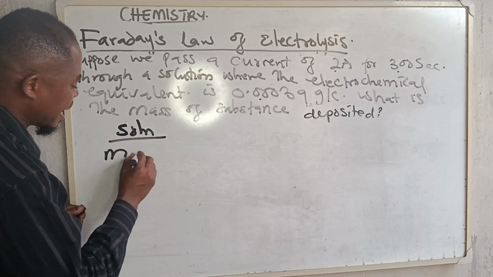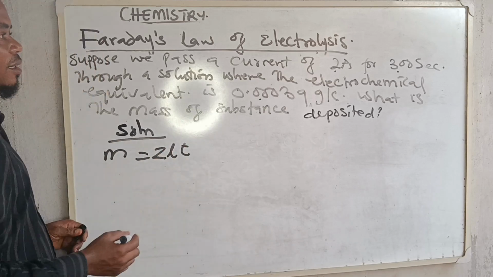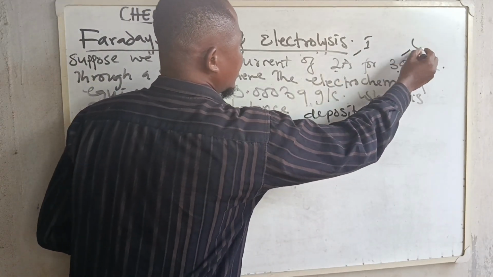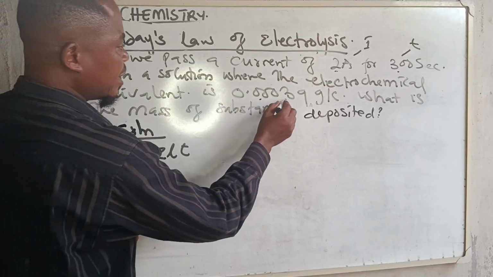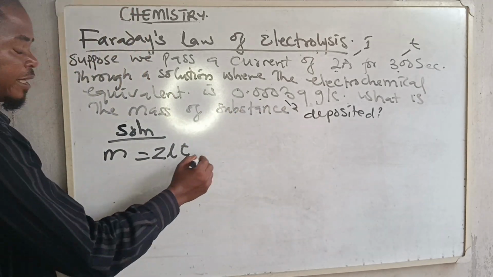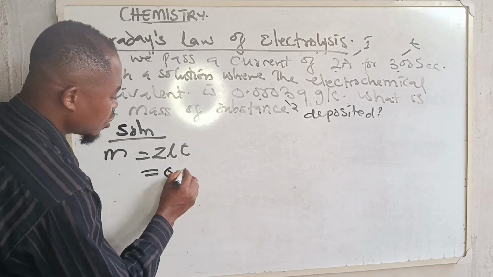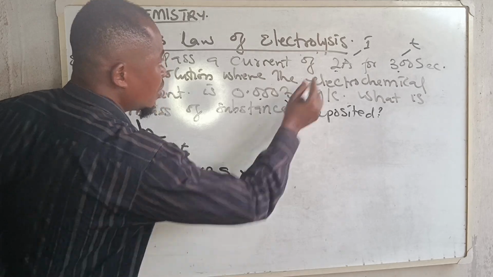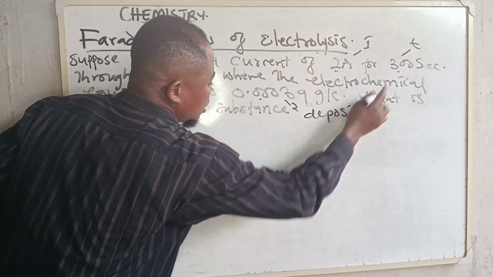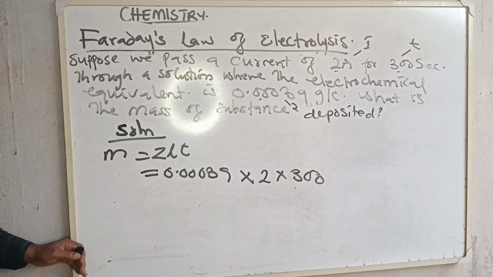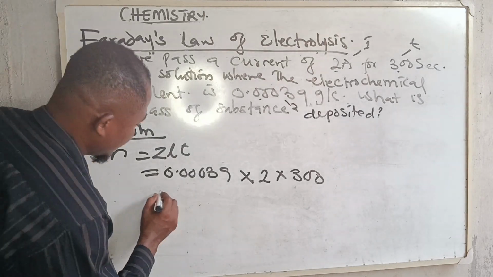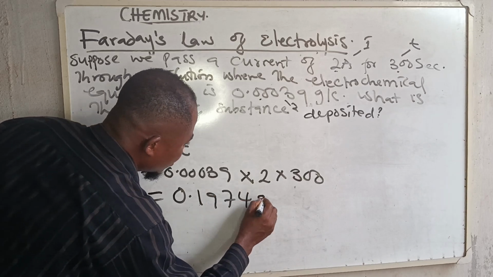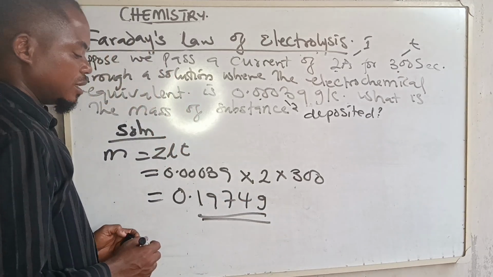Now, for us to solve this question, we have to write the formula M equals Z I T. Remember that the current has been given, 2 amperes. This is I. Time is given, T. And the electrochemical equivalent Z has been given. So we just fill in. So this is going to be what? 0.0039, which is the electrochemical equivalent, times the current, 2, times time, which is what? 300. All right, press your calculator and give me the answer. If you press it, we'll have 0.1974 grams as the mass of substance deposited.